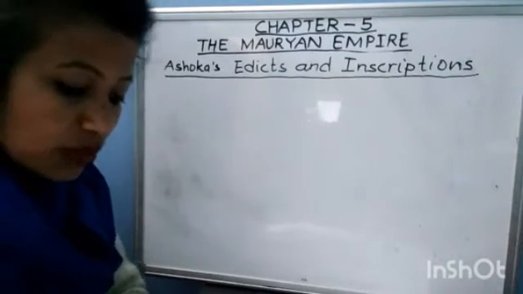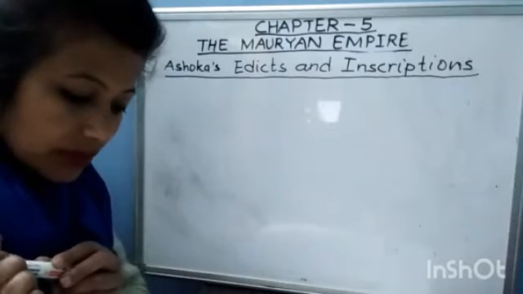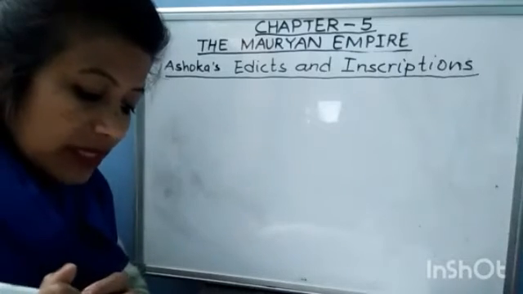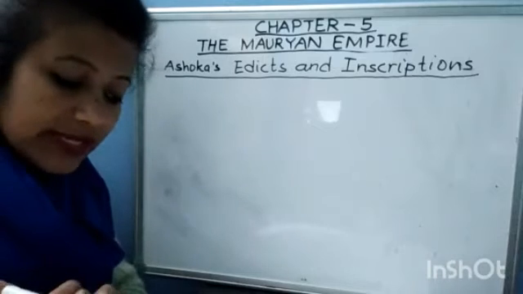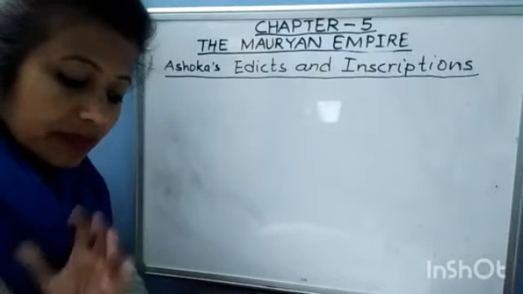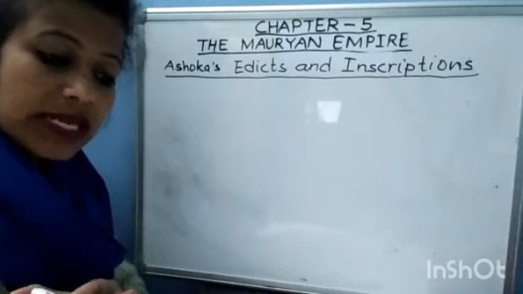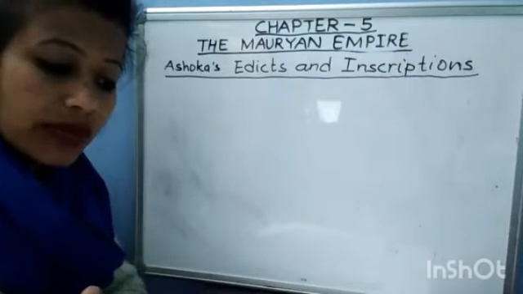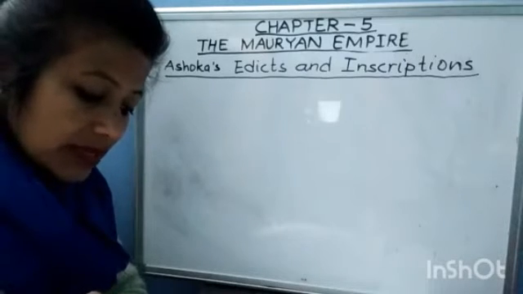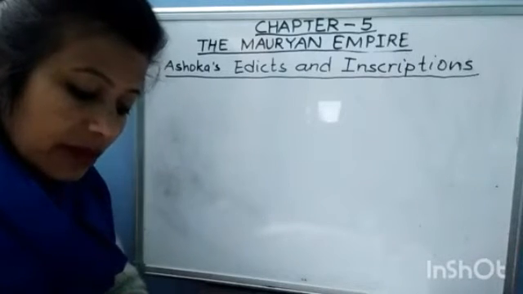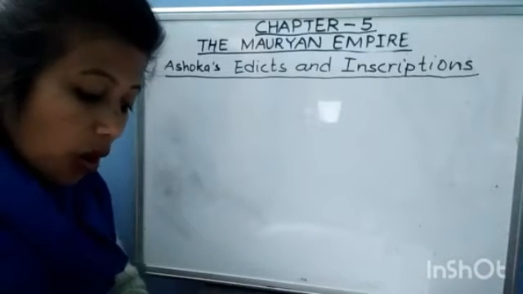Ashoka adopted a new method of spreading his message to his beloved people. He had pillars set up in different parts of the empire. You can see Ashoka's pillars in different parts of India. He engraved inscriptions on them.